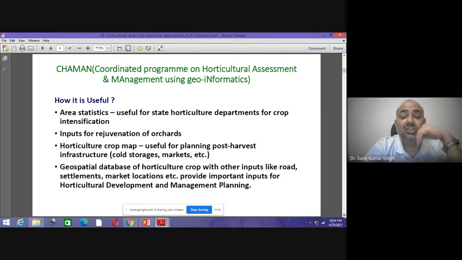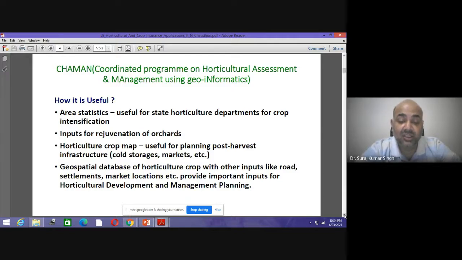So all this rate fixation of the products depends on the networking, and this networking is totally based on remote sensing and GIS, which can provide you the real information in real time. So a geospatial database of horticultural crops, like road, settlement, market location, provides important inputs for horticultural development and management planning.